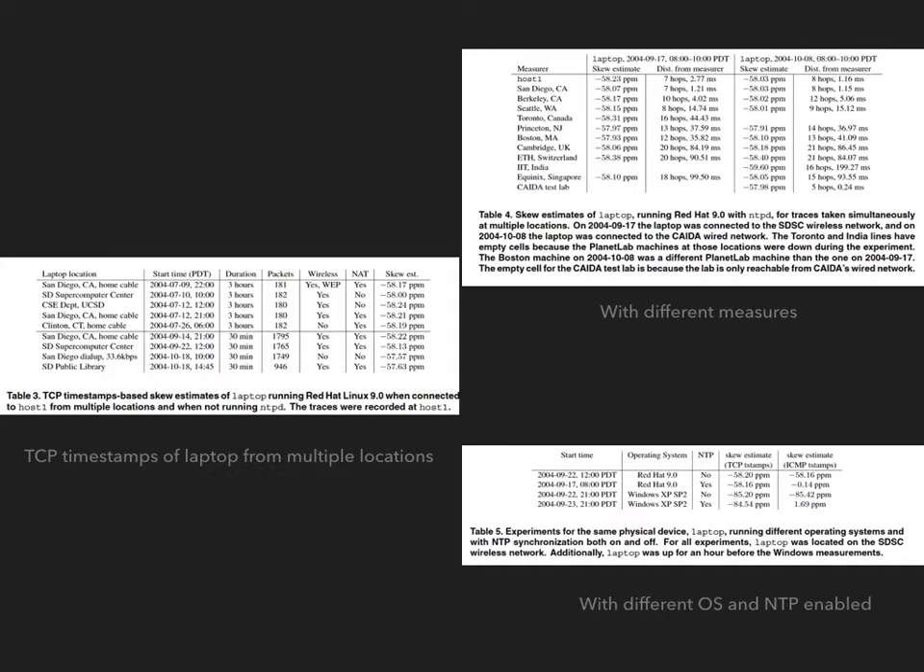And then the bottom right table shows the clock skews of devices with different OS, and the authors also show us that even with NTP enabled, the clock skew does not change. As you can see on Red Hat, two devices running Red Hat, one with NTP enabled and the other one without, the clock skew is still constant. The same thing applies for the Windows operating system.